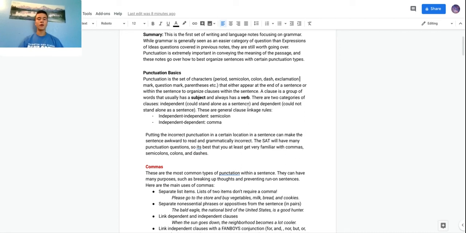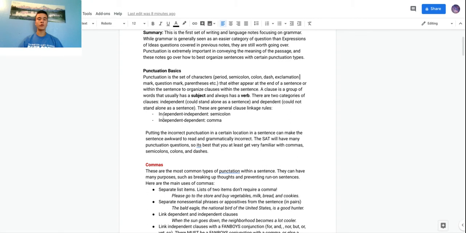The general linkage rules for these clauses are: if it's two independent clauses, it's generally a semicolon, and if it's an independent and a dependent clause, then it's just a comma. The punctuation that you really need to get familiar with for the SAT are commas, semicolons, colons, and dashes. The most important one is probably commas.